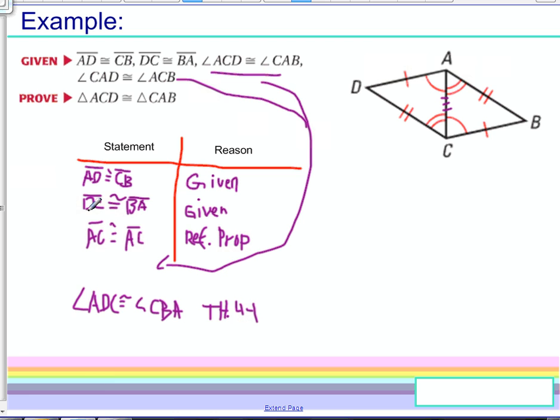Okay, my last statement then is always my finishing statement, which is that triangle ACD is congruent to triangle CAB, and the reason for that is because that is the definition of congruent triangles.